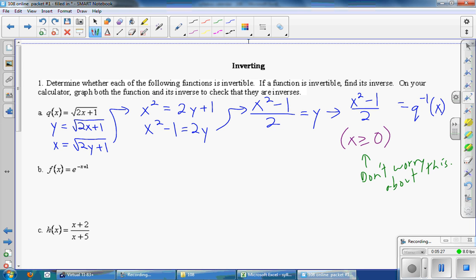And then I'll put it not in parentheses, but don't really worry about this. If you get it, super. If not, there are more important things to think about right now. Part B, f of x equals e to the minus x plus 1.